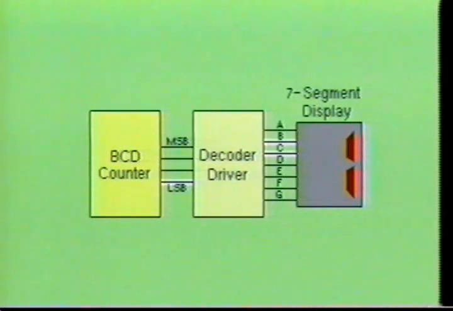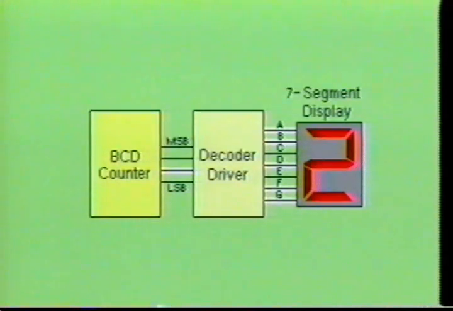When the counter IC increases by 1, the BCD code of 0001 is directed into the BCD inputs of the decoder driver. The decoder driver decodes the BCD input and causes outputs B and C to turn on. This results in the 7-segment display showing a numeral 1.